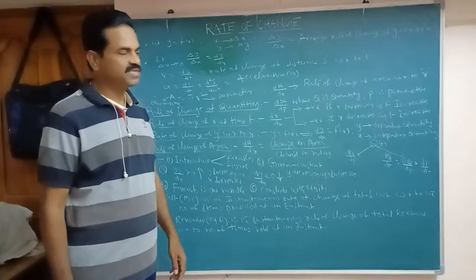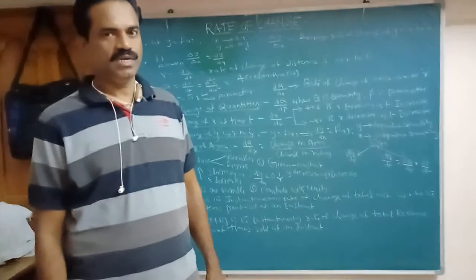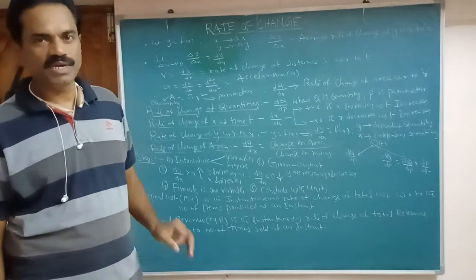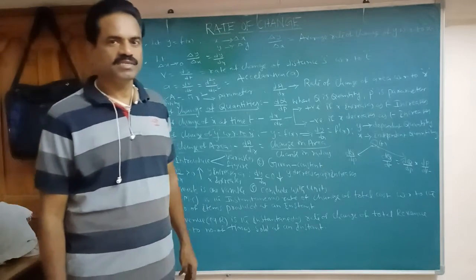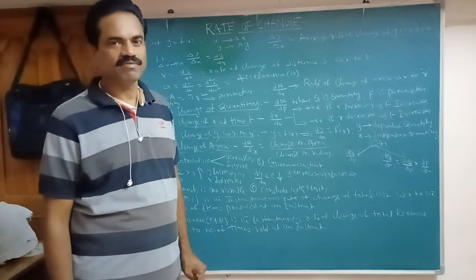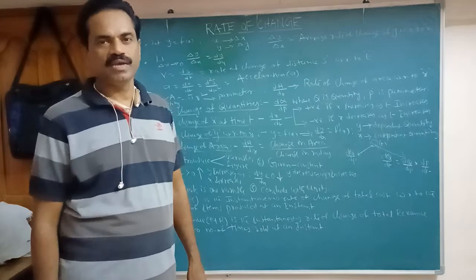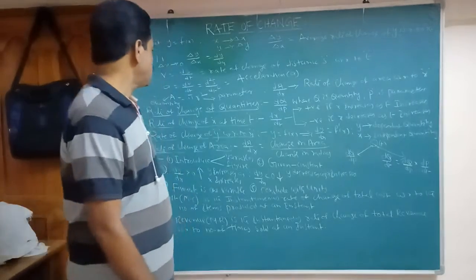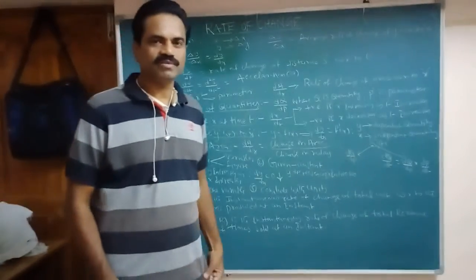Suppose we know that velocity is the rate of change of distance with respect to t. So velocity is ds by dt. Acceleration is dv by dt or d square s by dt square. Acceleration is denoted by a, velocity is v.